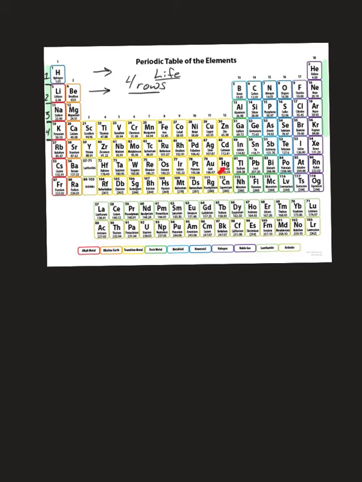Iron, gold, osmium, all these things we will find in nature. They will be part of our food. They will be part of our water. They do impact life, but the first 4 rows are the most important to life.